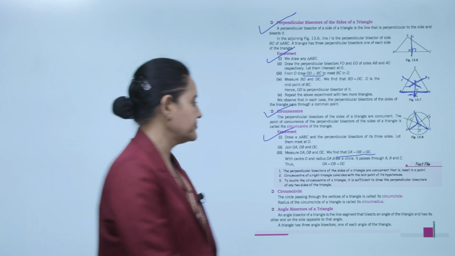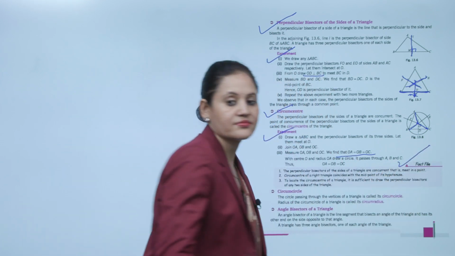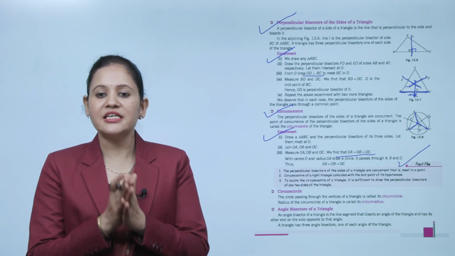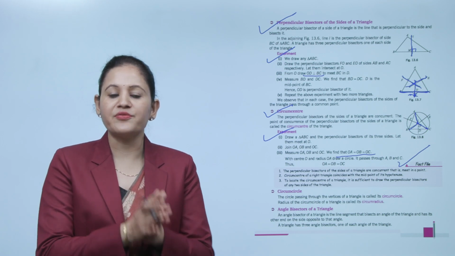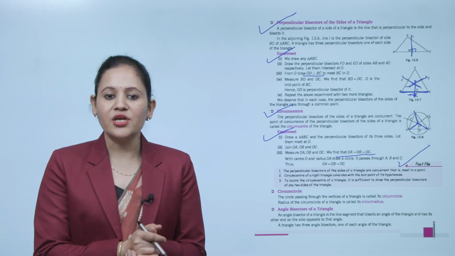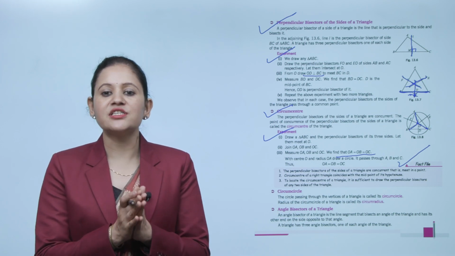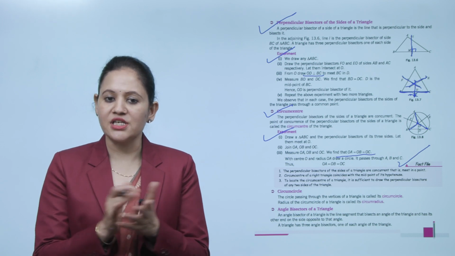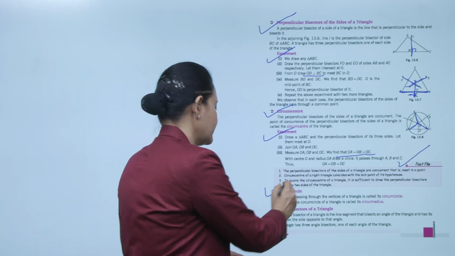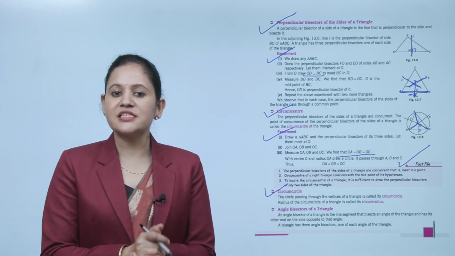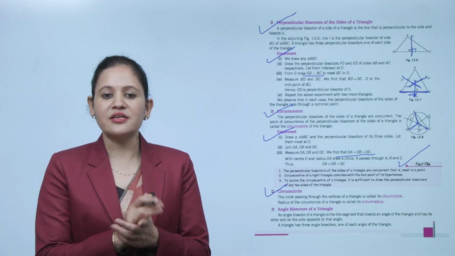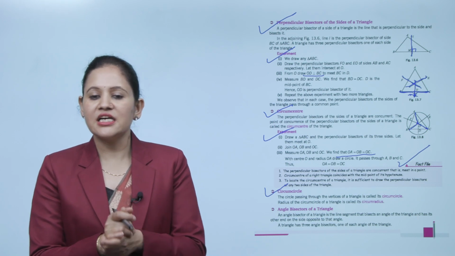Next is fact file. The perpendicular bisectors of the sides of a triangle are concurrent, that is, they meet in a point. The circumcenter of a right triangle coincides with the midpoint of its hypotenuse. To locate the circumcenter of a triangle, it is sufficient to draw the perpendicular bisectors of any two sides of the triangle. Next is circumcircle. The circle passing through the vertices of the triangle is called a circumcircle. The radius of the circumcircle of the triangle is called the circumradius.